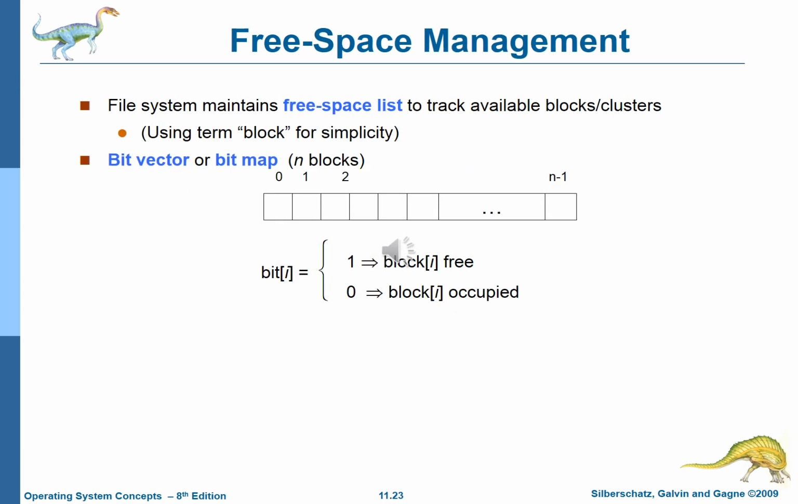The file system manages a free space list to track which blocks are free and which are not free. There is a bit vector or bitmap that contains information for each block. If a block is free, then the bit will be set as 1. If the block is occupied, then the bit will be set as 0.